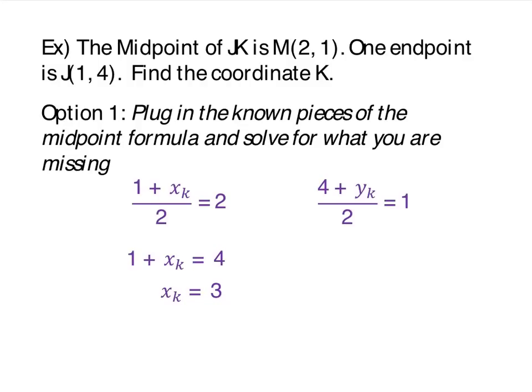I can do the same thing for y. Since my y value of J is 4, 4 plus y over 2 equals 2. Multiply both sides by 2. So my y value for K is negative 2. So that means the coordinate K is at 3, negative 2.